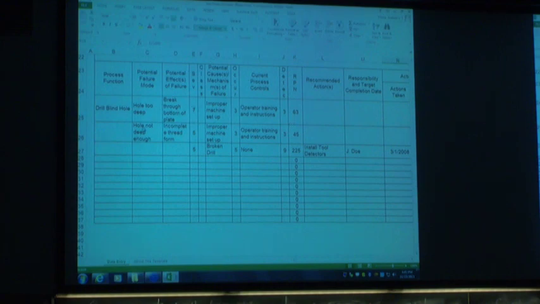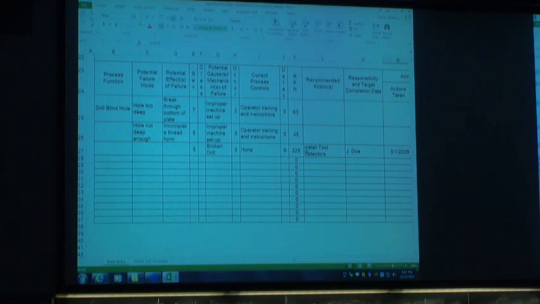Looking at the hole being not deep enough, it would cause an incomplete thread form if you're threading the hole. And they're saying there are two different potential causes. So you can see for any given function, you can have multiple failure modes. For each failure mode, you can have multiple causes. So it could be improper machine setup again, or a broken drill bit. And those have different processes and occurrence ratings. They're saying the occurrence of a broken drill bit would be more likely, and there's no protection for that now.